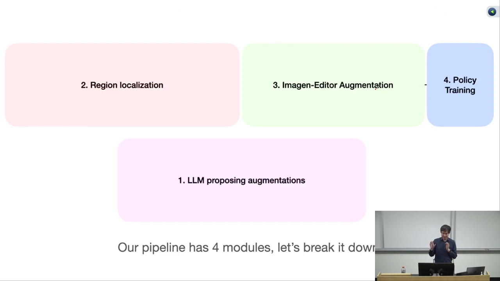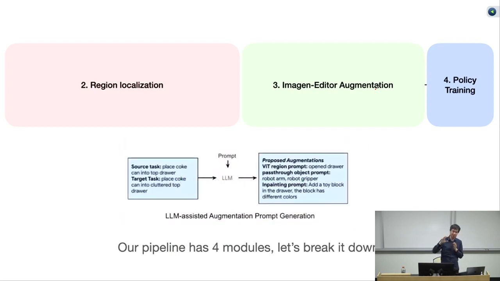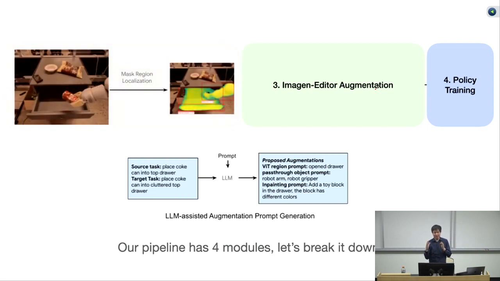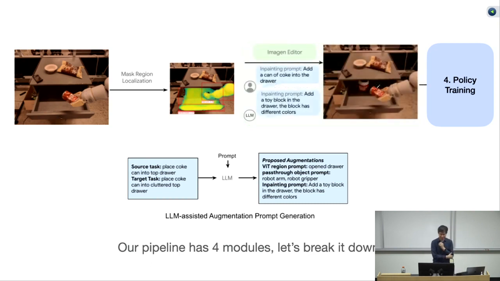We can divide ROSIE into 4 different components. I'll briefly dive into each of these so you get a sense of how the method works. The first step is we have a large language model to propose where to augment. You say how you want to change the scene, then the large language model gives you some prompts that you can leverage in later stages. The second stage is segmentation, to figure out which part you want to replace with imagination. The third part is to use Imagen, a diffusion model, to in-paint that masked region. And finally, you mix all this data together with the real data and train the policy.